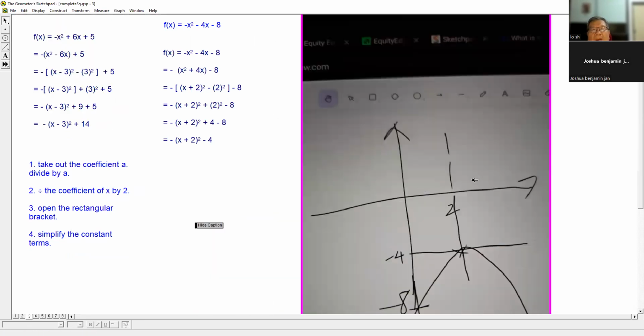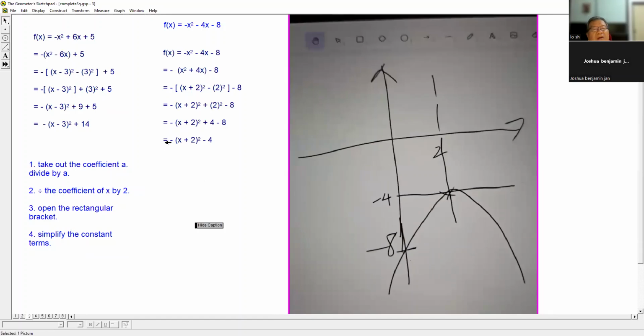My 2 is wrong. Okay, so this x plus 2 becomes x minus 2. So the axis of symmetry is on this side. x minus 2 equals to minus 2. Then go down 4 steps. This is correct. Go down 4 steps. Then cut at -8. This is also correct.